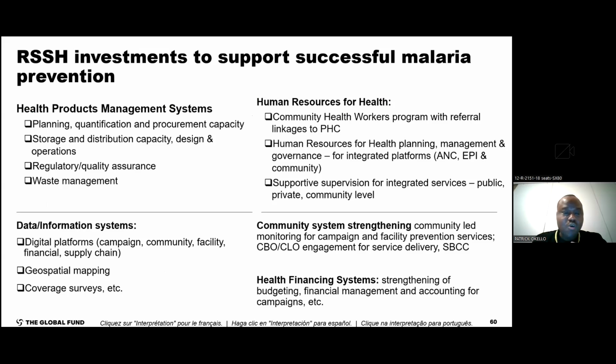As I previously mentioned, all of our work in malaria is really underpinned by our investments in RSSH if you are to have a successful malaria program. And this will touch on 4 elements: the health products management, which takes you to quantification, planning, regulatory systems, the human resources for health, and for malaria, we work from community level through the health system, the private sector, and all those levels, and data systems, and we're encouraging a lot of this in terms of using data for digitalization of campaigns, of supply chain, geospatial mapping or coverage surveys, and very, very much importantly, the community systems that underpin most of the malaria prevention and case management services. And of course, you cannot do any of this without a strong health financing system within the country. Next slide.